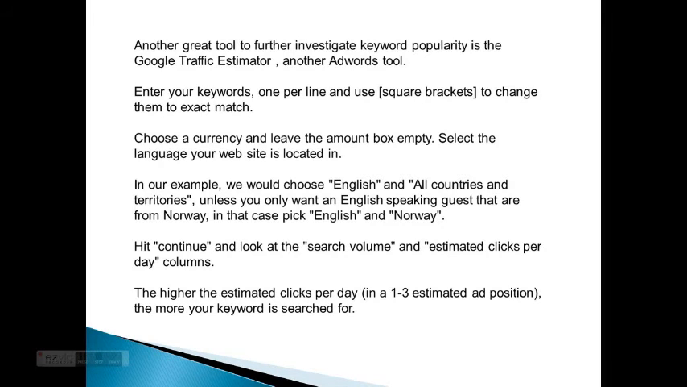Another great tool is the Google Traffic Estimator. You could choose a currency and leave the amount box empty and select the language your website is located in. We could choose English in all countries, or, if you want English-speaking guests that are from Norway, in that case English in Norway. Hit continue and look at the search volume. The higher the estimated clicks per day, the more your keyword is searched for.